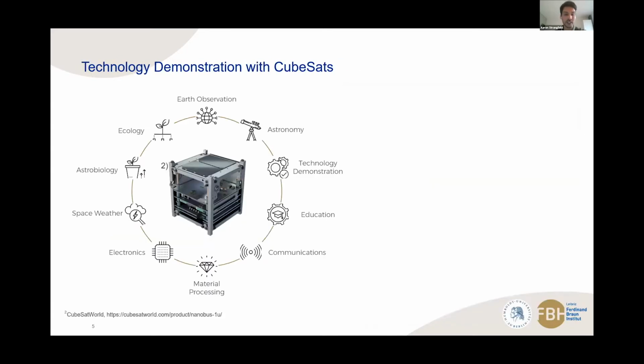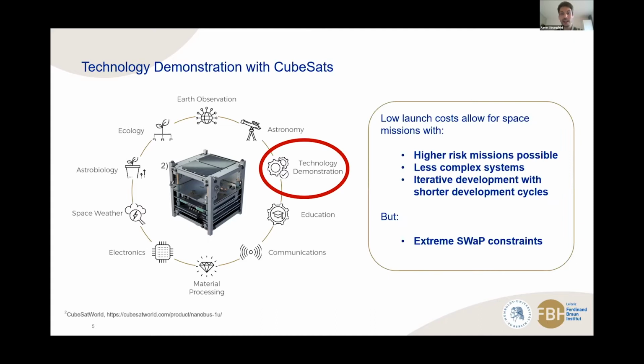Using CubeSats beyond various applications in science and also on the commercial side, we are interested in the technology demonstration of quantum technology. And by this, we want to make use of all these benefits, making higher risk missions possible because of low launch costs, building less complex systems and having them in orbit, and having an iterative development, a rapid prototyping phase during the development of these technologies.